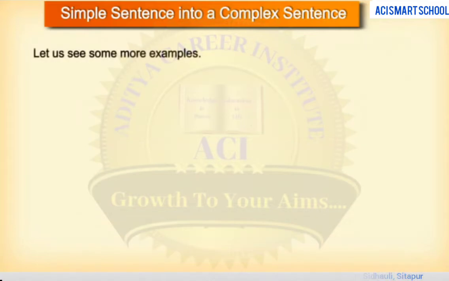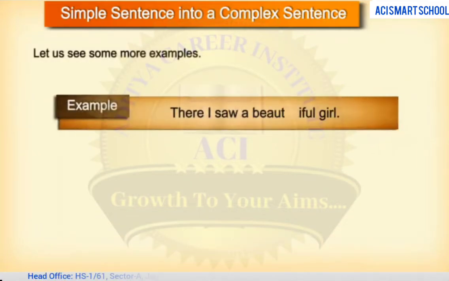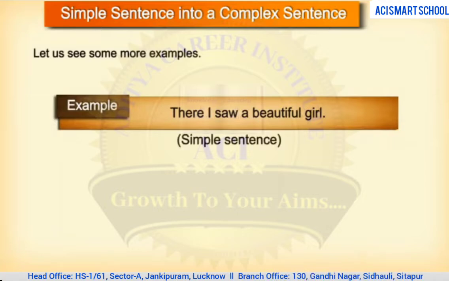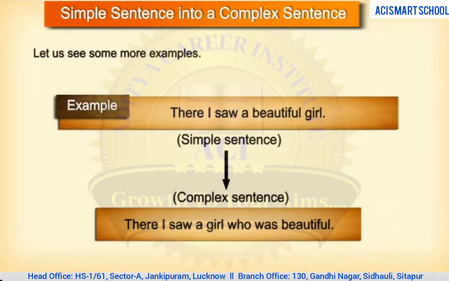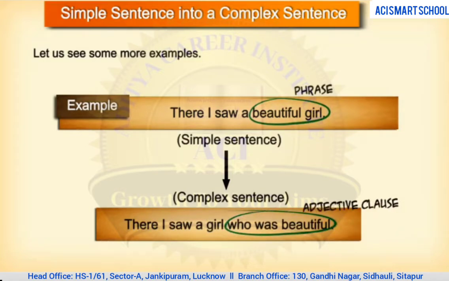Let us see some more examples. There I saw a beautiful girl. This is a simple sentence. Its corresponding complex sentence will be, there I saw a girl who was beautiful. Note, here we have expanded the phrase, beautiful girl, into a subordinate clause, who was beautiful, which is an adjective clause.